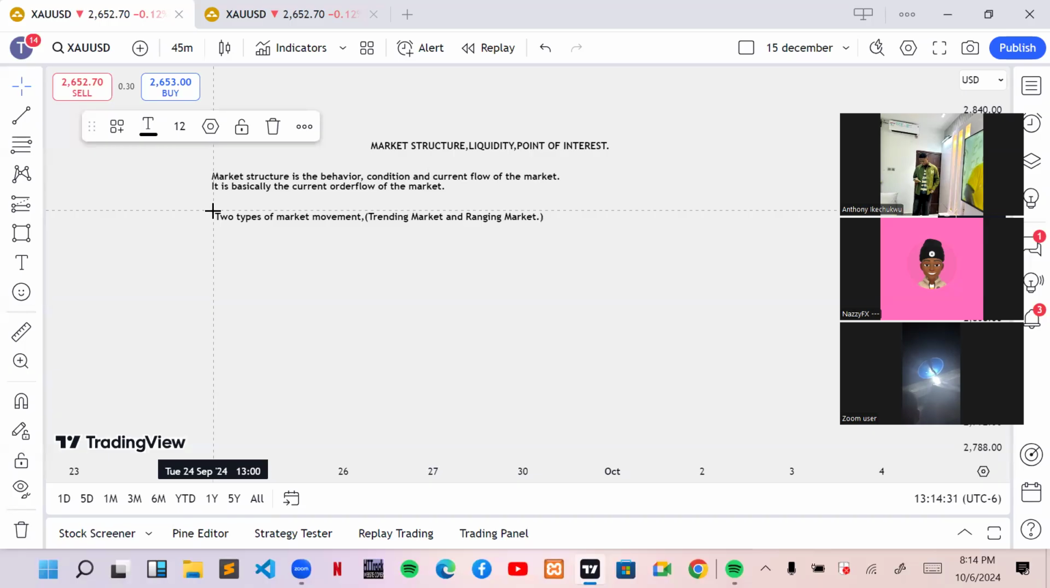So market structure is the behavior, the condition, and the current flow of the market. It's basically the current order flow of the market. And there are two types of market movements: a trending market and a ranging market. The trending market has two types, which are the uptrend and the downtrend.